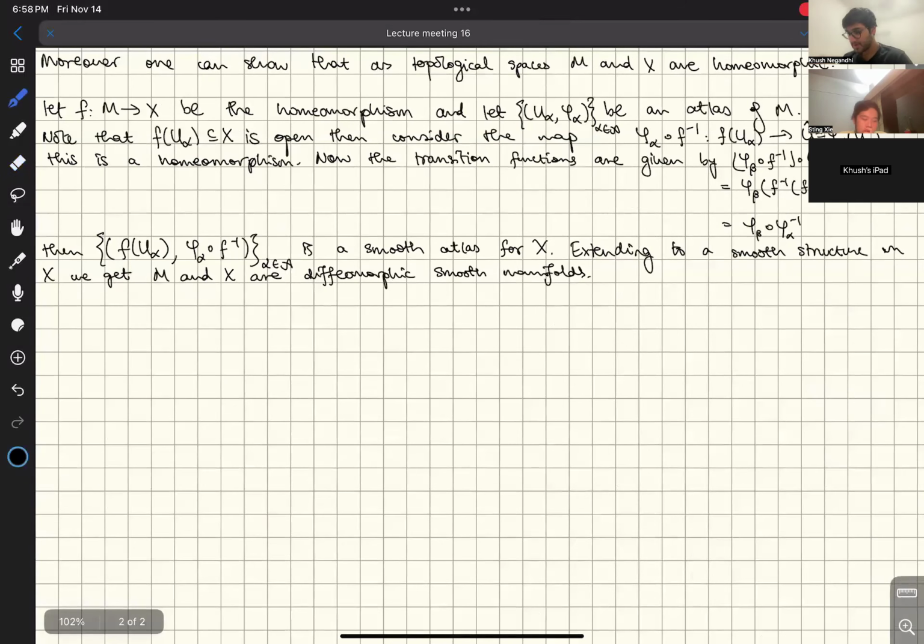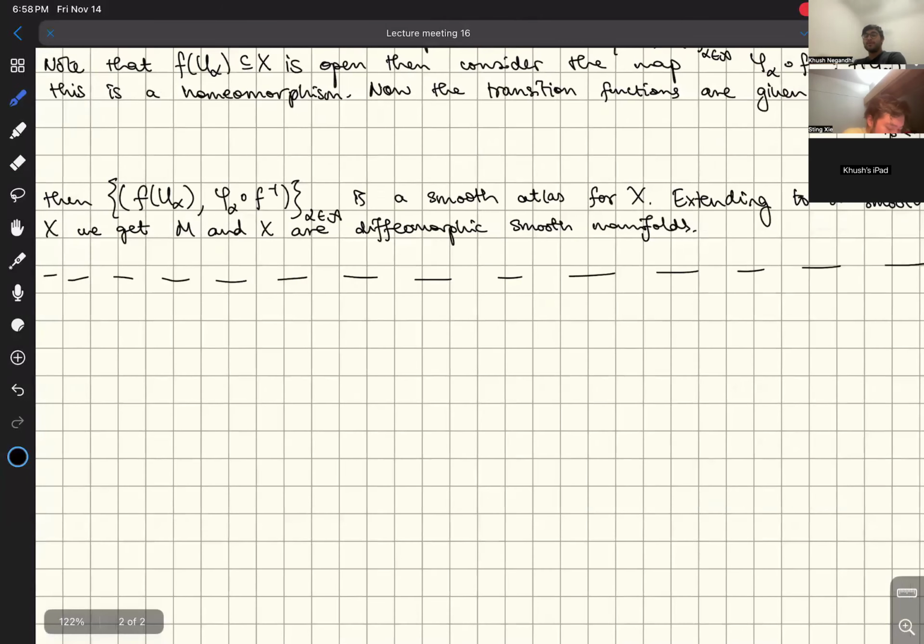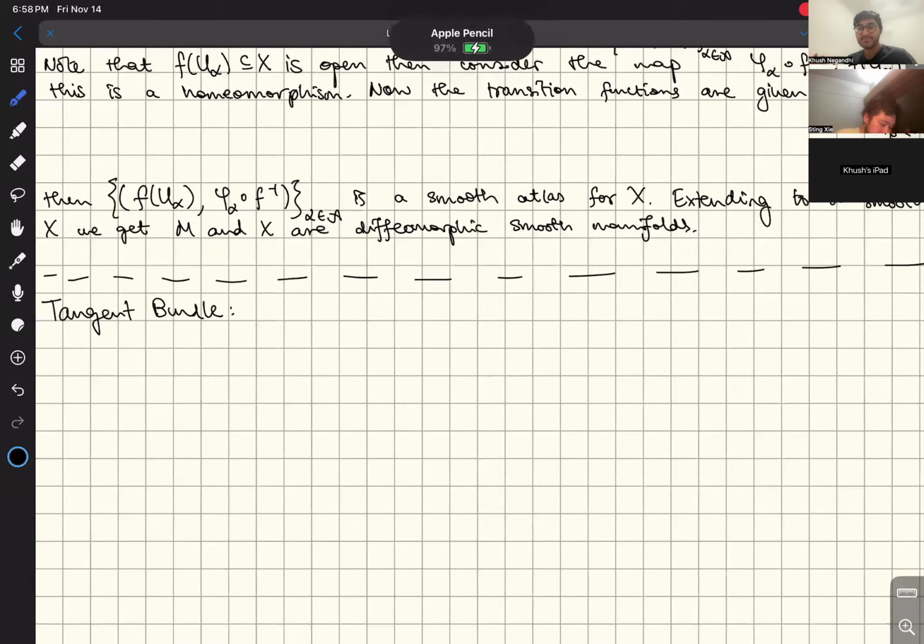So let's now look at an example of this construction. And we're going to use this on the most important manifold associated to a manifold, and it is the tangent bundle. The tangent bundle. So, as the name suggests, the tangent bundle is the bundle of all tangent spaces. Okay. I know, very, very profound naming there.